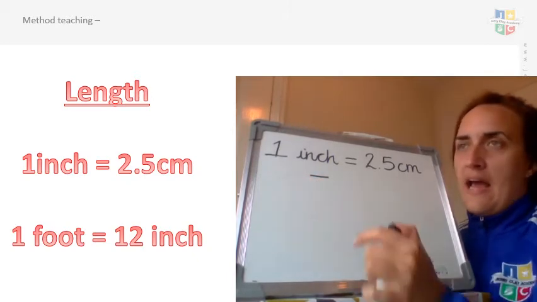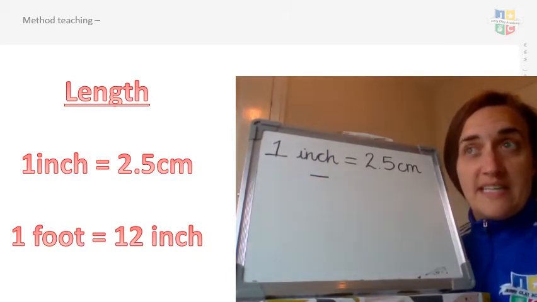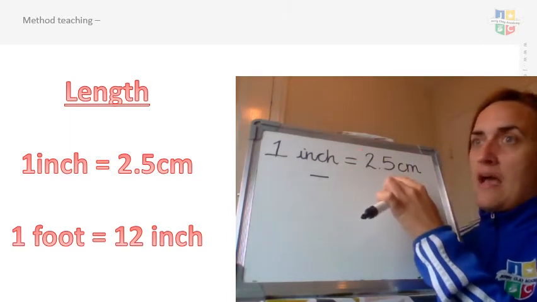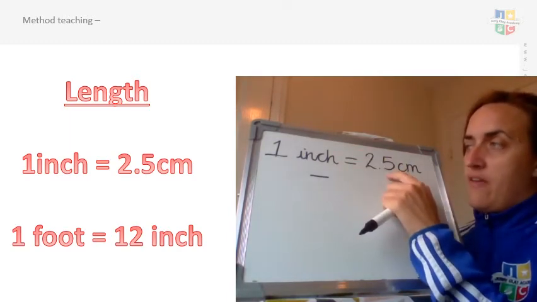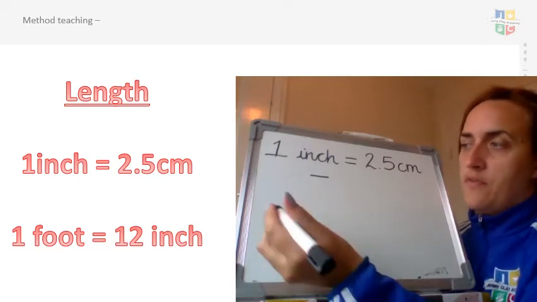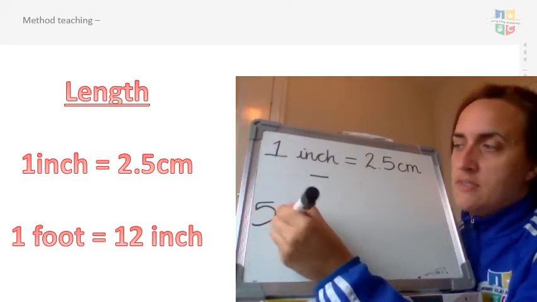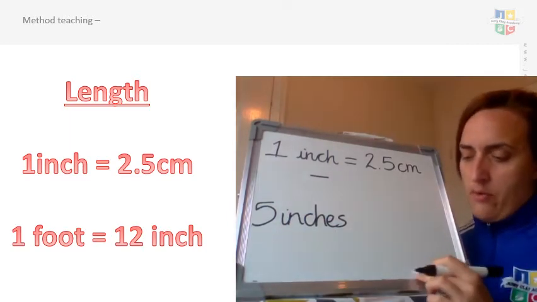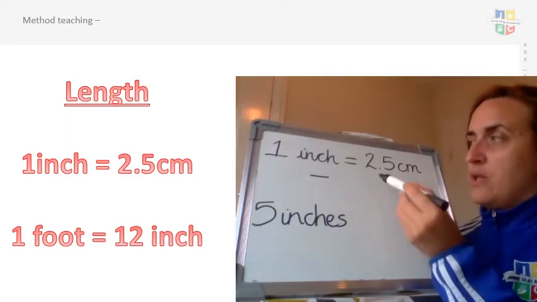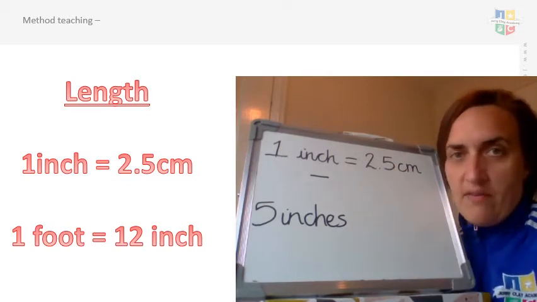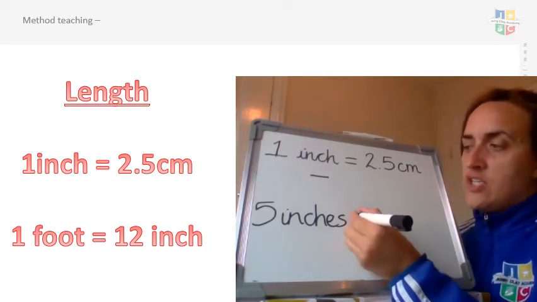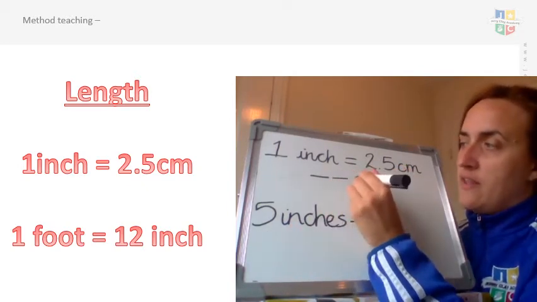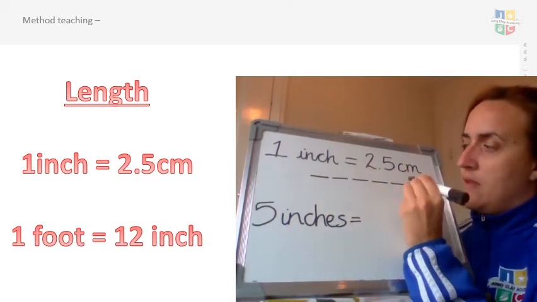So when we are looking at writing some more amounts, we would need to be using how many lots of 2.5 there would be. So for example, 5 inches, we're not going to be multiplying by 10 or 100 or anything like that today. We're going to be doing lots of 2.5. So 5 inches would be 5 lots of 2.5. So if we just imagine that, something like that.